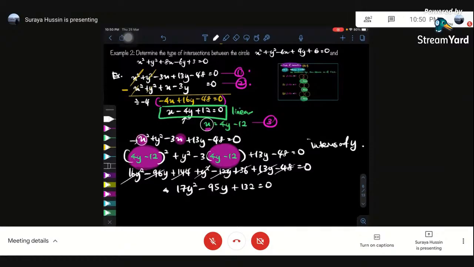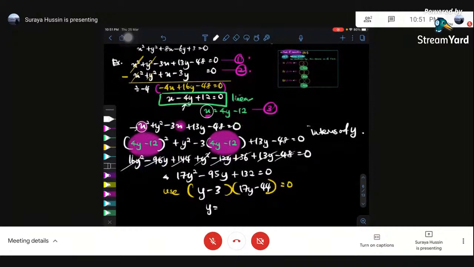So dekat sini, use your calculator again, to find the factors. Dia boleh dapat factors ke tidak. So in this particular question, you will definitely get factors. Y minus 3 and 17y minus 44. Okay, so then you will get your y is equals to 3, y is equals to 44 over 17.